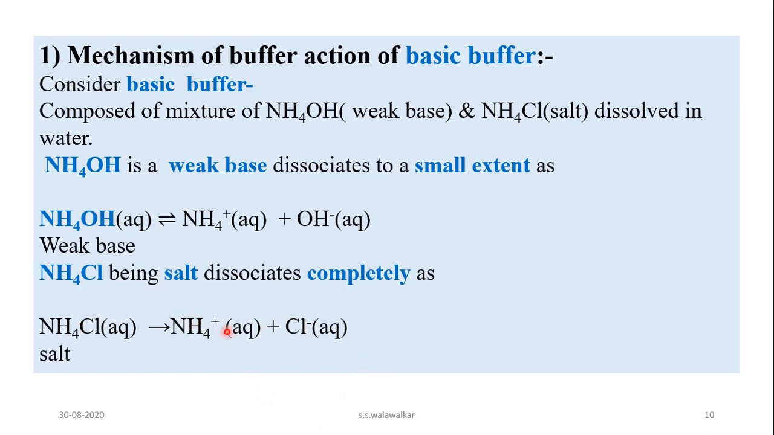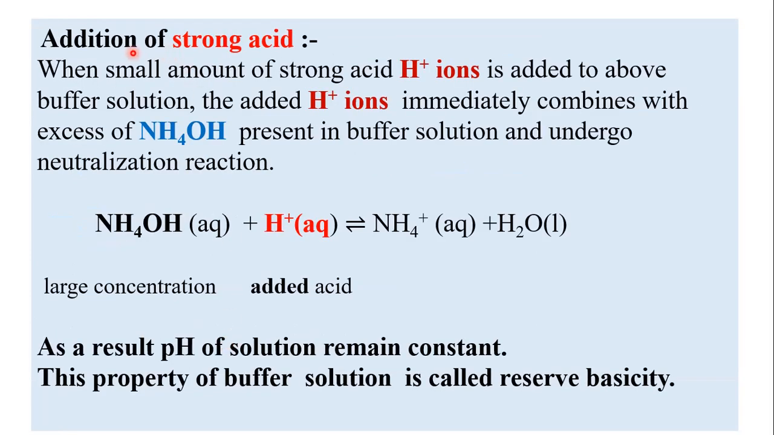And as it dissociates completely, the number of NH4 ions is also present in excess in this buffer solution. So when a small quantity of strong acid such as HCl is added to the solution, then hydrogen ions immediately combine with the excess of NH4OH, that is, undissociated molecules of ammonium hydroxide, and neutralization takes place. Ammonium hydroxide reacts with hydrogen ion and gives you ammonium ion and water molecule, an undissociated molecule of water. And due to this, the pH of the solution remains constant.